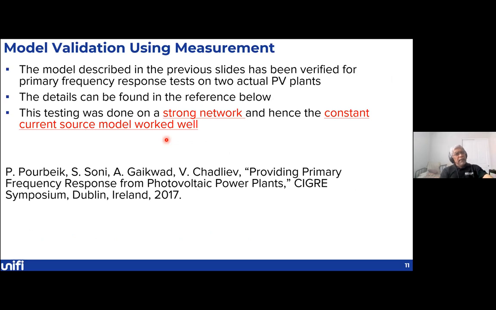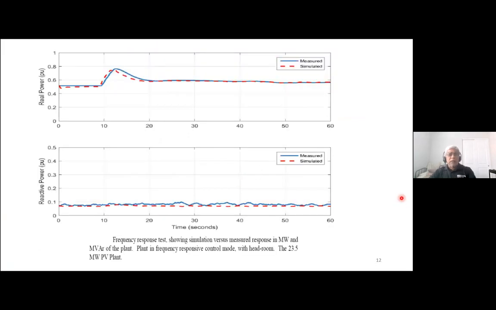The model that I just explained on these previous slides has been tested on an actual system, and the testing was done on an electrically strong network, and hence this constant current source model worked very well. This paper is a recent paper. What they did was a frequency response test, showing simulations versus measured response in both the active power and reactive power of a solar plant.